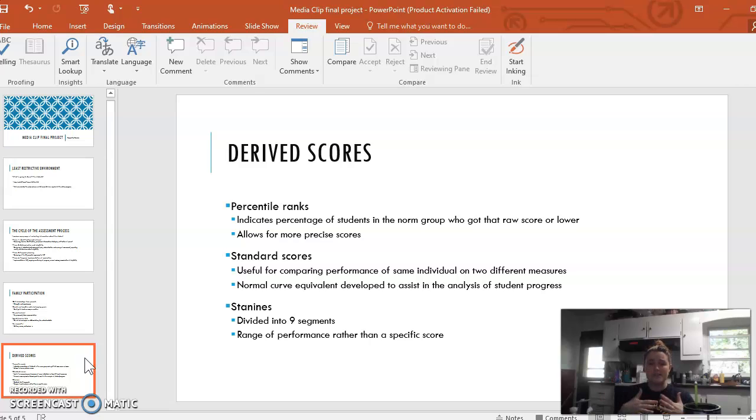It also helps in assisting the analysis of student progress. How are they doing on this? Have they progressed on this? Have they improved on this? The stanines are divided into 9 different segments, and this is a range of performance rather than a specific score. So percentile ranks are going to be those really precise scores. Standard scores are the same individual, 2 different measures, and helping with student progress, where the stanines are going to be a range rather than specific scores.